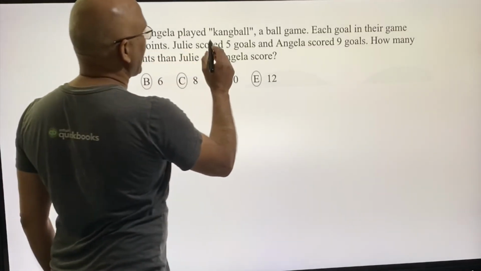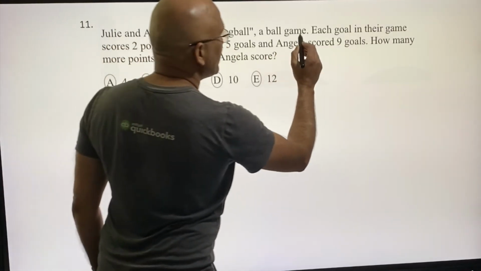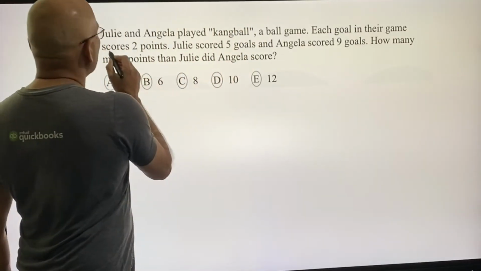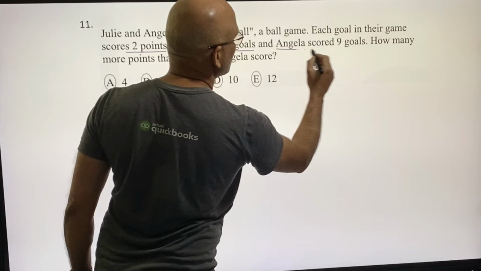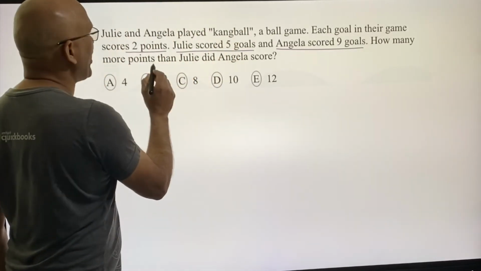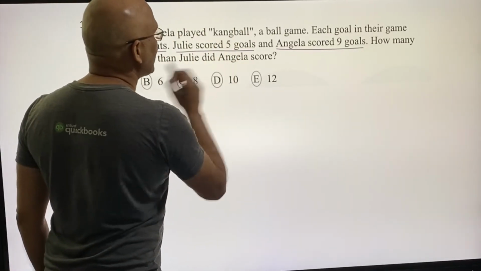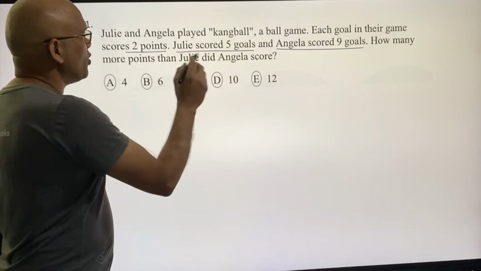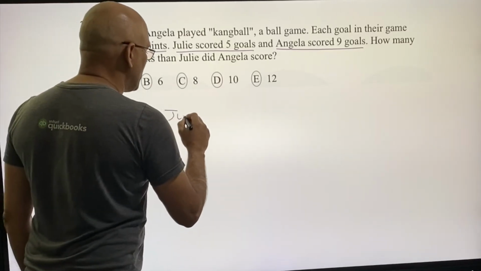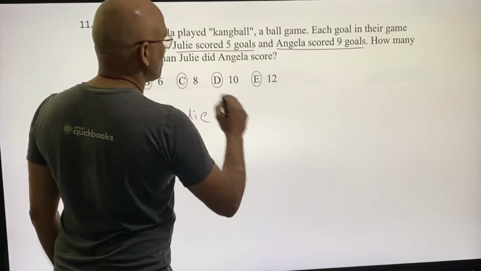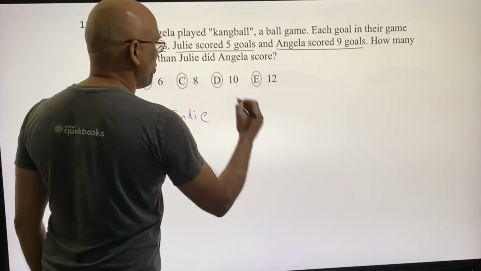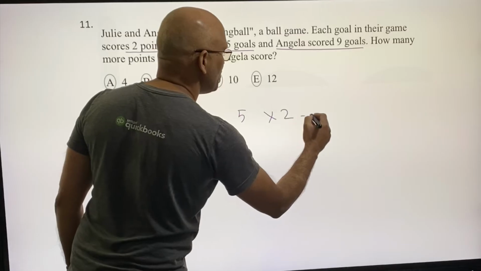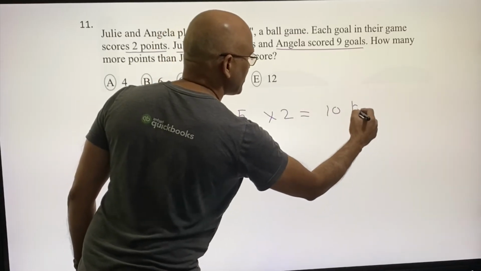Julie and Angela played kangball, a ball game. Each goal in their game scores 2 points. Julie scored 5 goals and Angela scored 9 goals. How many more points than Julie did Angela score? All right. So Julie scored 5 goals and each goal is 2 points. So 5 times 2 is 10 points.